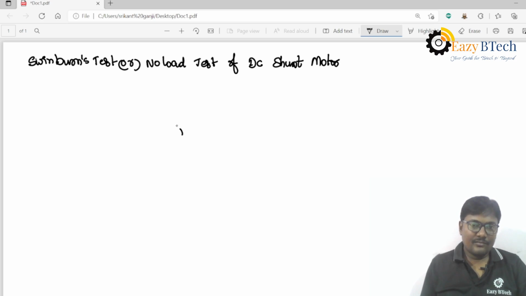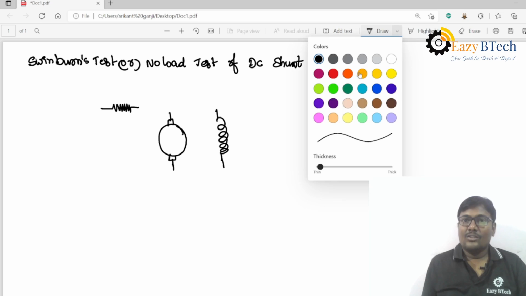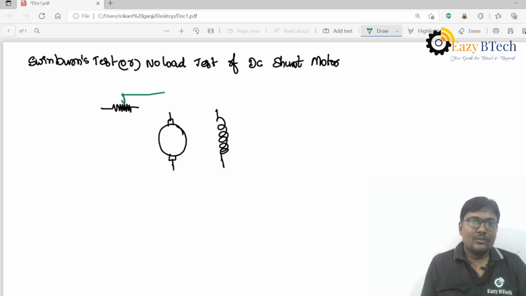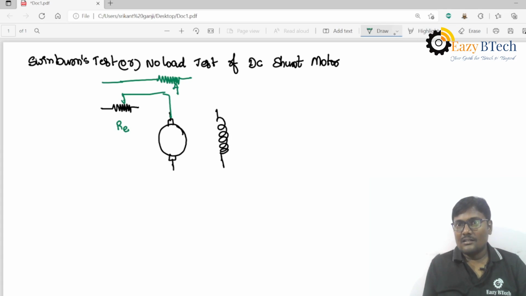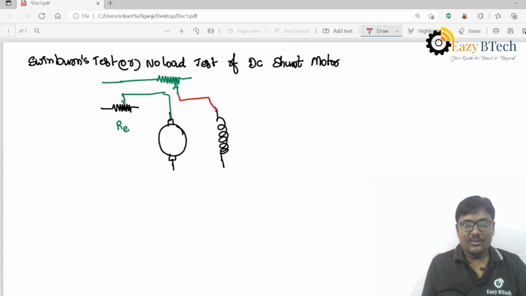So here, armature, and this one is field. We are giving an external supply to the armature through a rheostat. This external resistance is RE, and here also we are giving an external field resistance in series with the field winding.